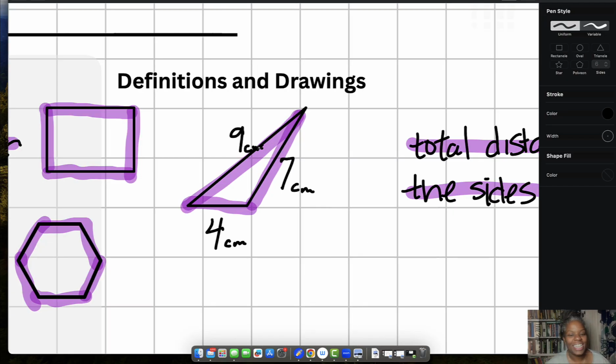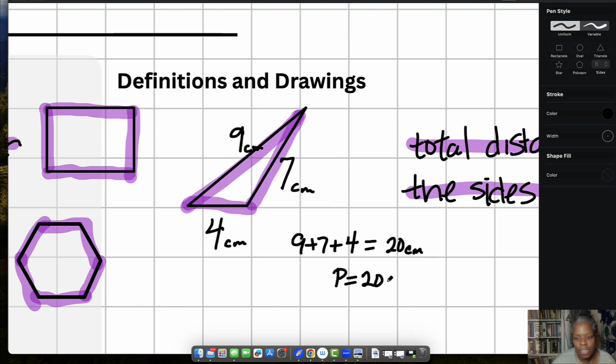Okay, so for instance, let's zoom in on this triangle and talk about what the perimeter would be if this side is 9 centimeters and this is 7 centimeters and this is 4 centimeters. If we add up all of those sides, 9 plus 7 plus 4, we get 20 centimeters. So the perimeter of this triangle would be 20 centimeters.